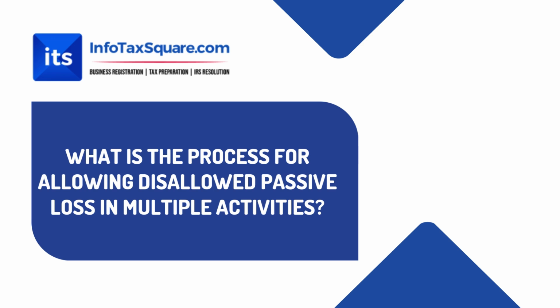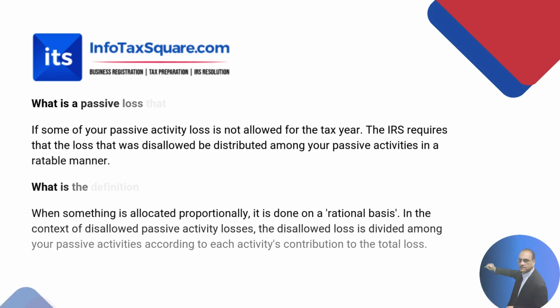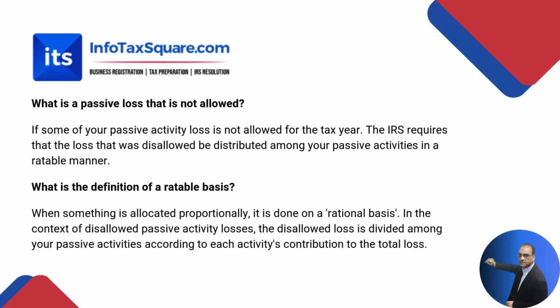What is the process for allocating disallowed passive loss in multiple activities? This is today's topic, in which I am going to cover what a disallowed passive loss is, what the definition of a ratable basis is, and what the process is for allocating disallowed passive activity loss among activities, which I am going to explain with the help of a case study.